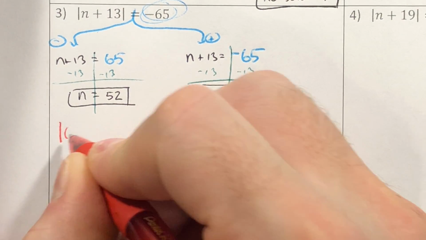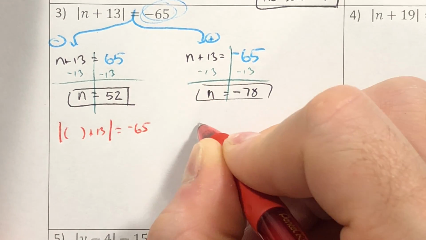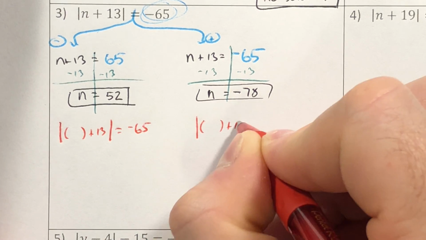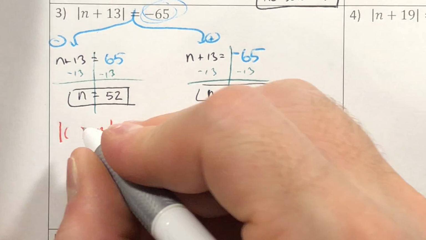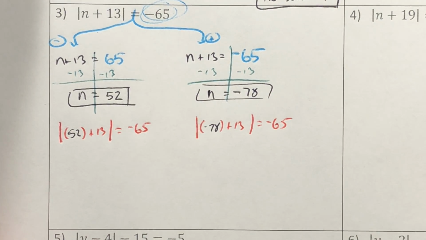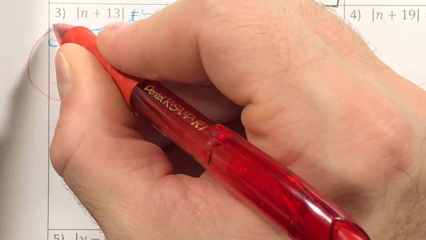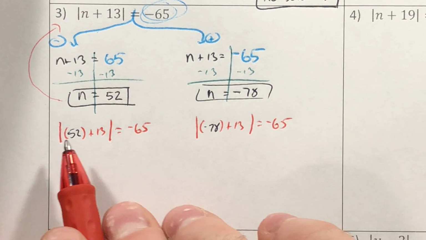So I'm going to take this and say absolute value of n plus 13 is equal to negative 65. I'm going to plug the 52 in, and I'm going to plug the negative 78 in. And again, yes, we are taking this and plugging it back into the original equation. Let's see what we get.